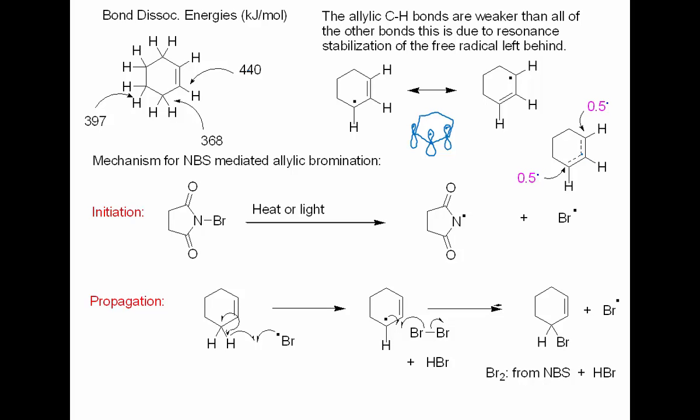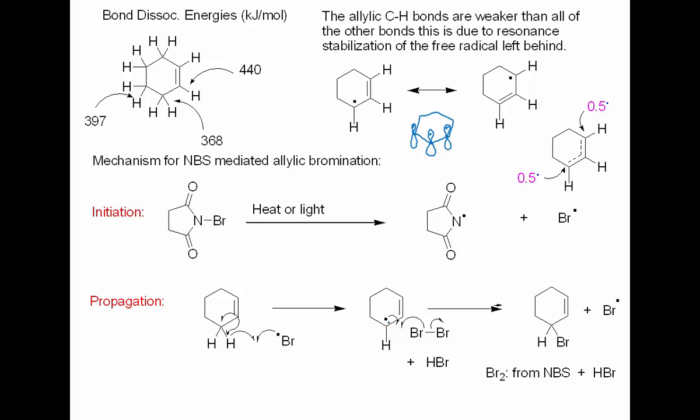Okay, so here's our mechanism. Our initiation step is we break the nitrogen-bromine bond. Okay? So the bromine radical that we generated is now going to pluck off this hydrogen right here, and it's going to make the allylic free radical, and it's going to give HBr as a byproduct. The HBr that we made as a byproduct is going to make bromine now from this reaction that we showed in the previous slide.